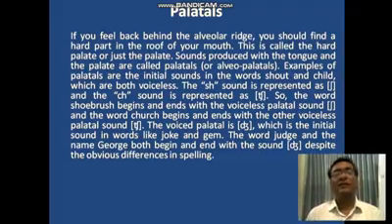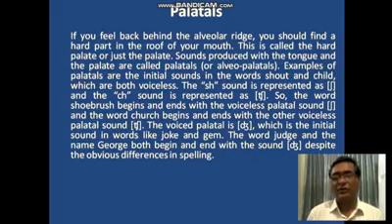Let's go to palatals. Now, if you feel just behind the alveolar ridge, you should find a hard part in the roof of your mouth. The palate is basically the roof of your mouth. Sounds produced with the tongue and the palate are called palatals, or alveopalatals, you can also say.